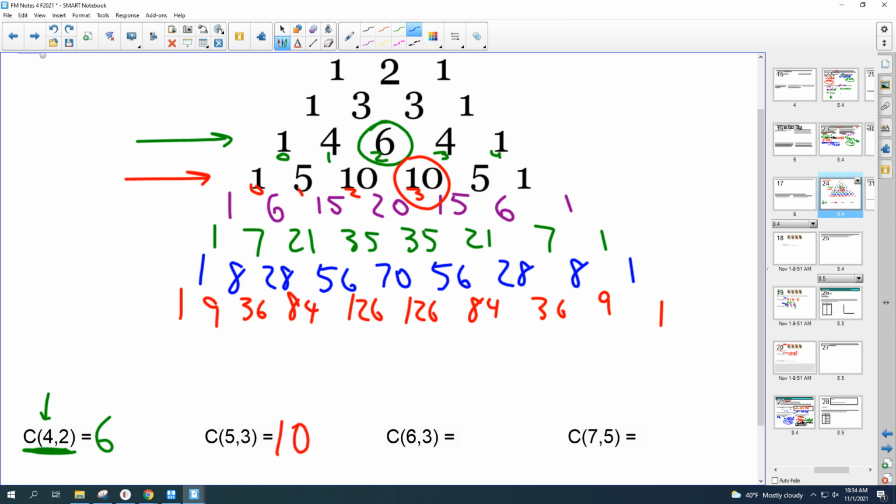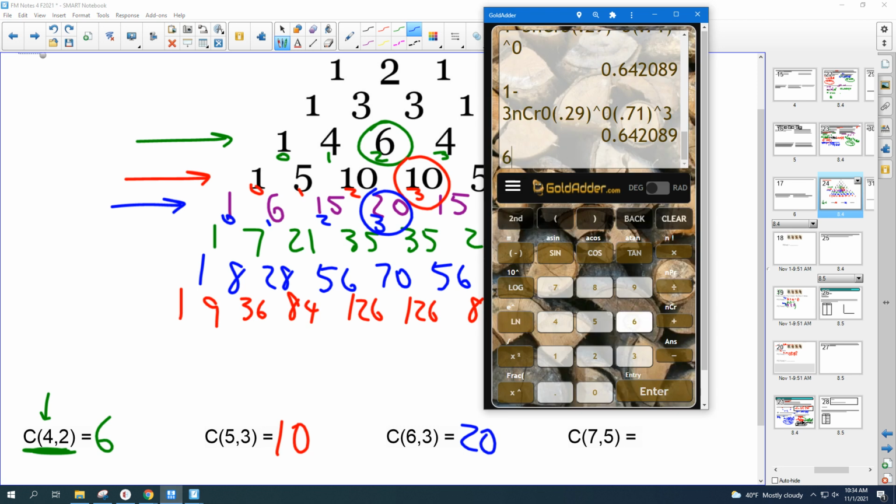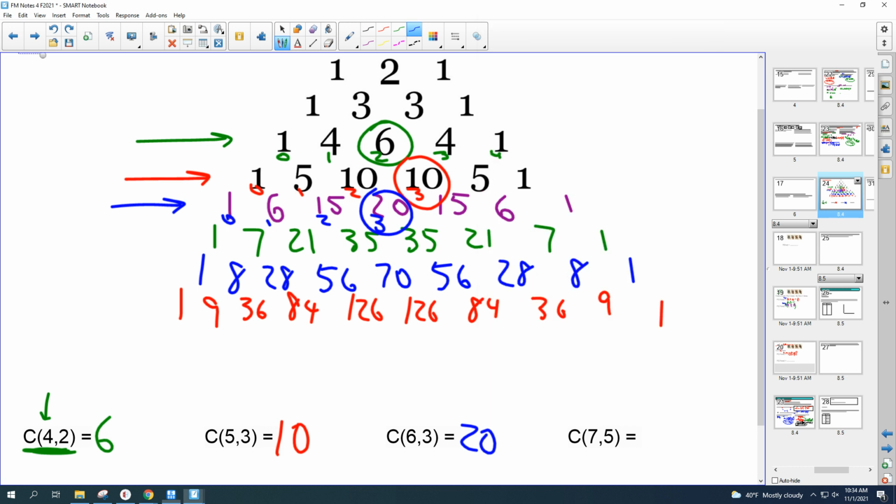6 choose 3. Go to the 6th level, 0, 1, 2, 3. 6 choose 3 is 20. Okay, I'm going to double check that. 6 choose 3 should be 20. Okay, there we go. 7 choose 5. Anybody? Seven choose 5. It's 21. I think it's kind of neat how Pascal's triangle fits into our probability and combinations and stuff.